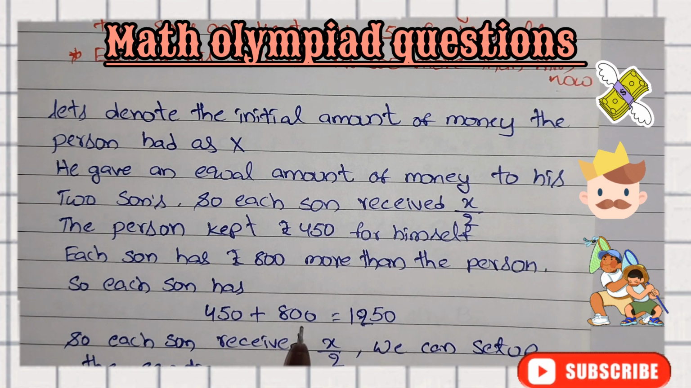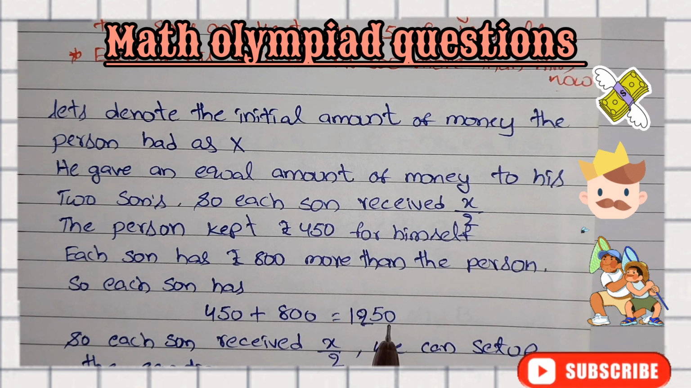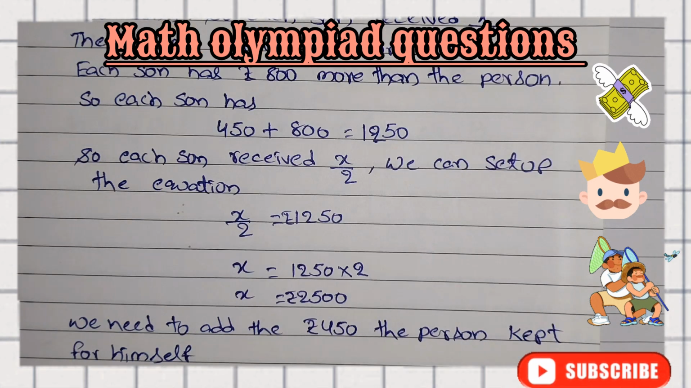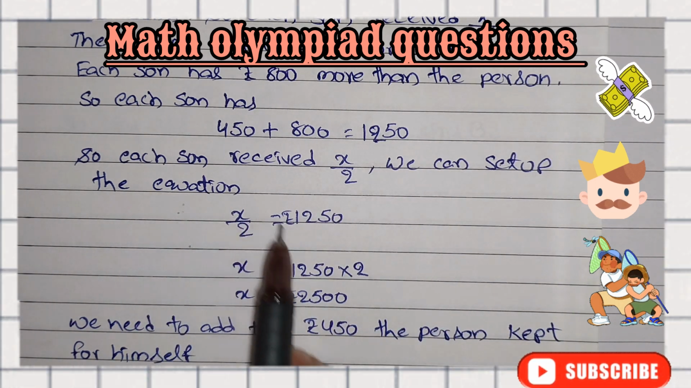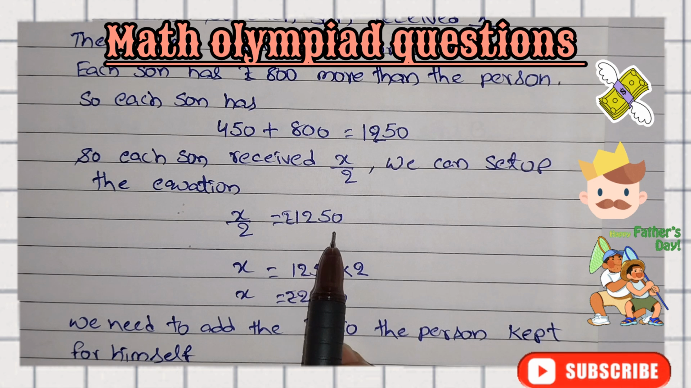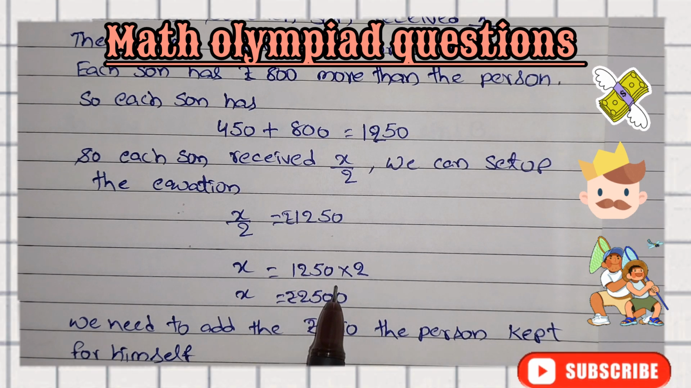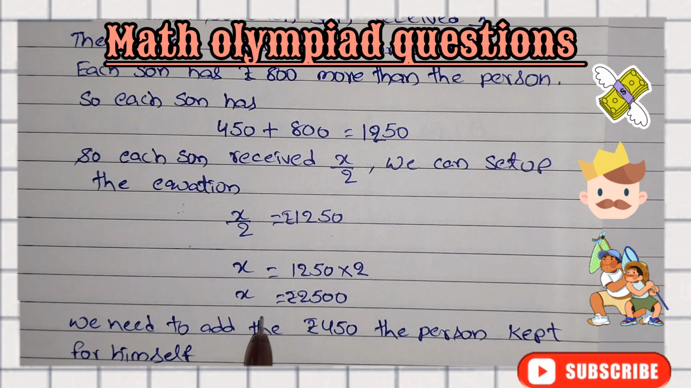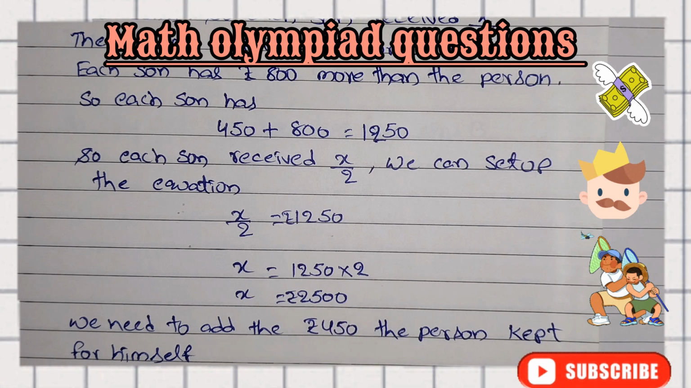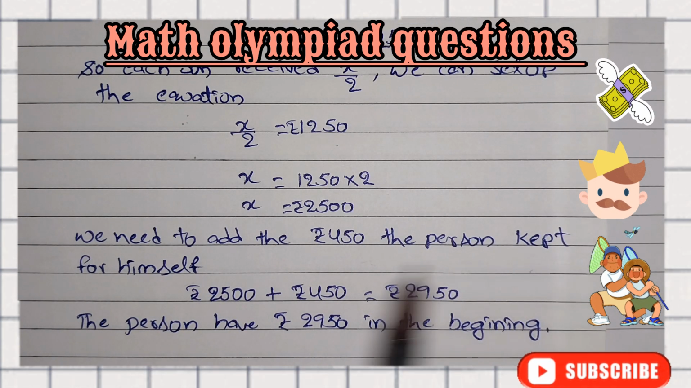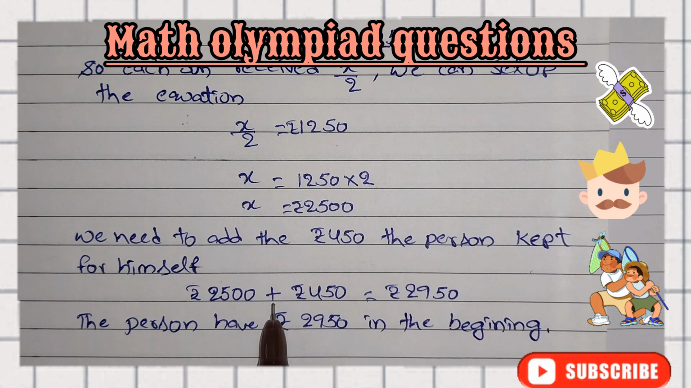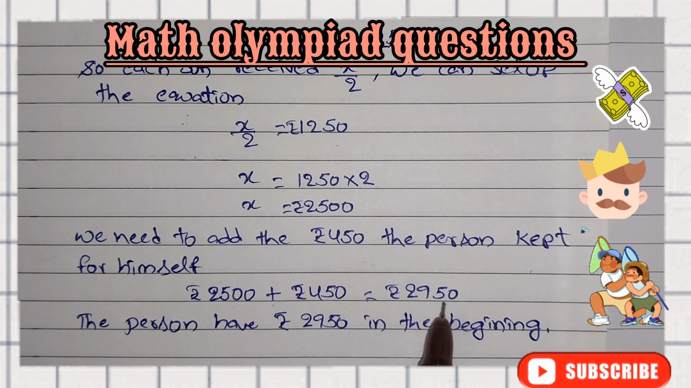So each son has 450 rupees plus 800 rupees equals 1250 rupees. Each son received X by 2. We can set up the equation. X by 2 equals 1250. X equals 1250 multiplied by 2. X equals 2500. We need to add 450 rupees the person kept for himself.